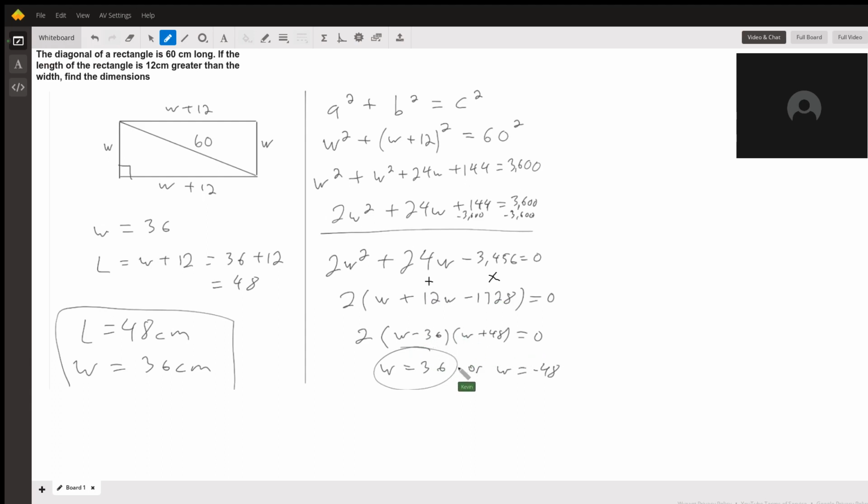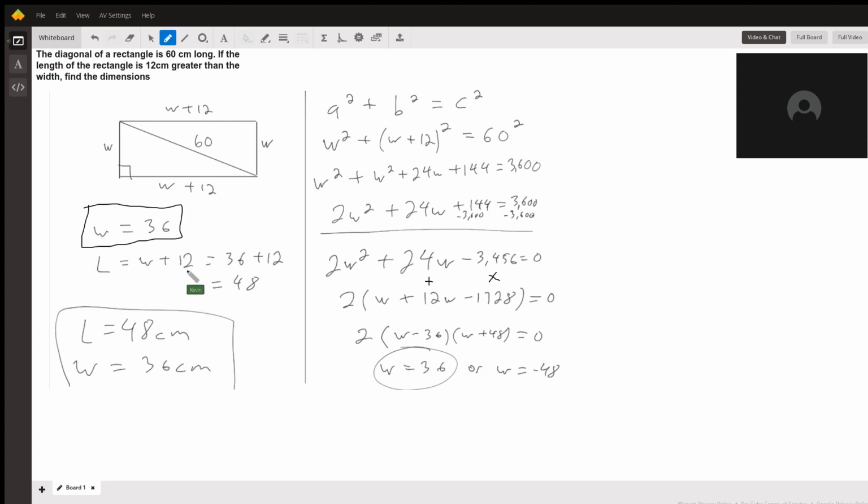Now I would use the zero product property, and I have my width equaling 36 and also my width equaling negative 48. In the context of this question, you can't necessarily have a negative width, okay? We're talking about distance, which is always positive. So my width of 36 would be the number that I would use here. Okay, so that's where my width is coming from.